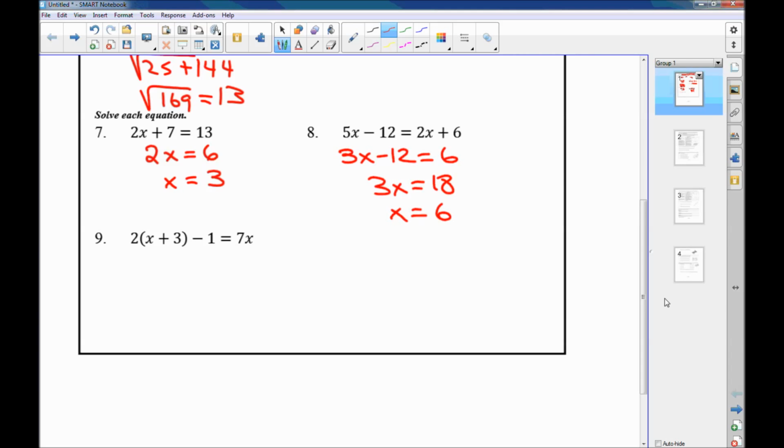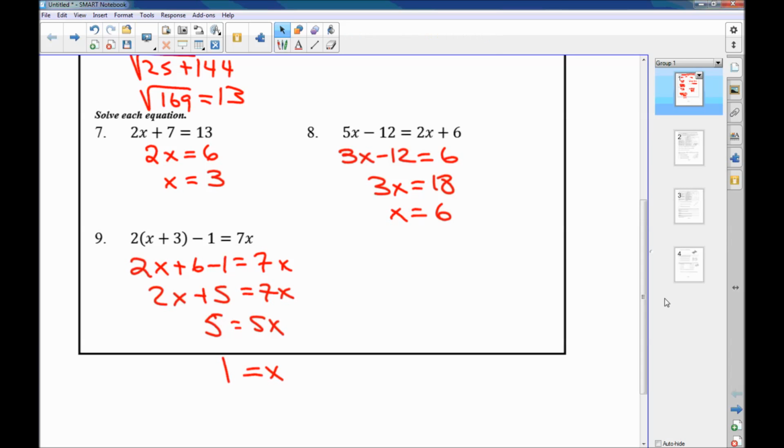Okay, and then in our last one, I'll distribute the 2 first, trying to simplify the left side of this equation. Continue simplifying the left side by putting the like terms together. 6 minus 1 is 5. I'll get all the x's on the same side. I'm going to move everything to the right side because the right side has only x's. So I'll subtract 2x from both sides to get 5x. And then I'll divide by 5 to both sides to get 1. All right, this concludes our first warm-up. Let's see what's on the second page.